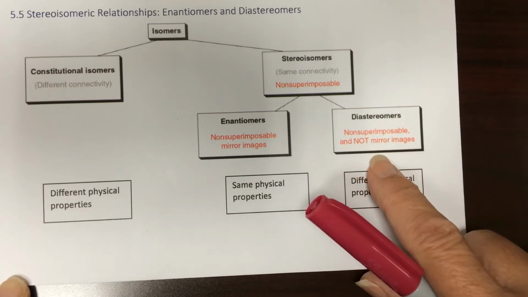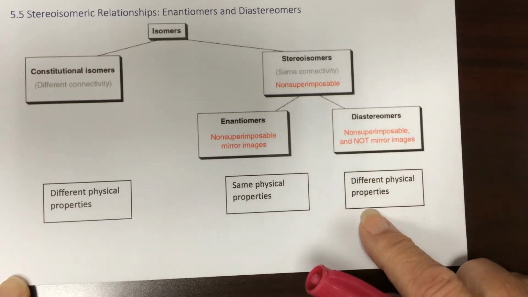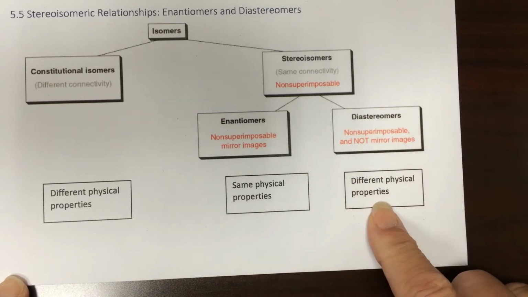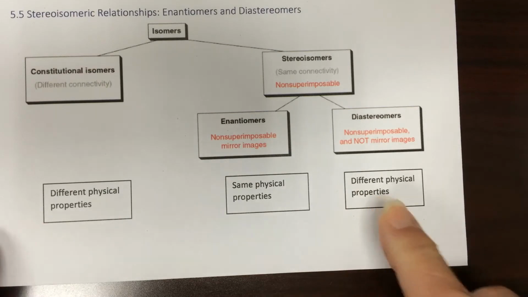Diastereomers are non-superimposable, but they're not mirror images. And so the diastereomers will have different physical properties.